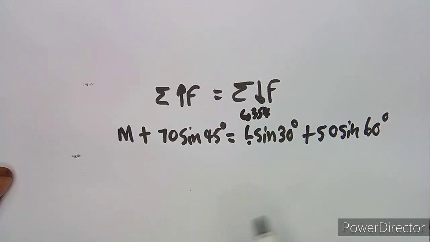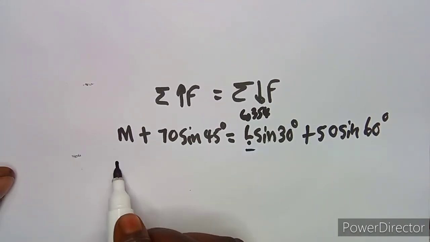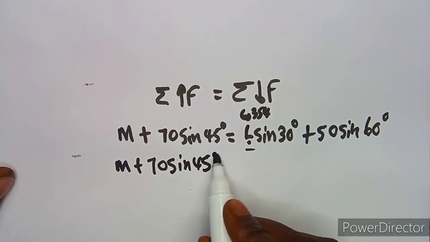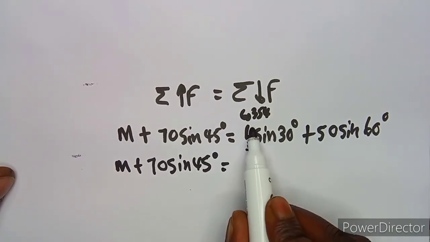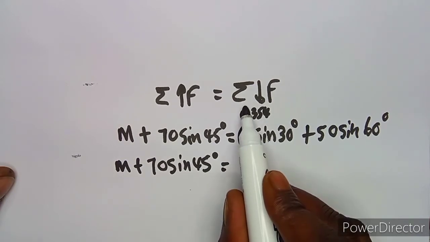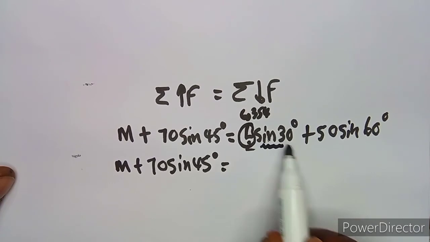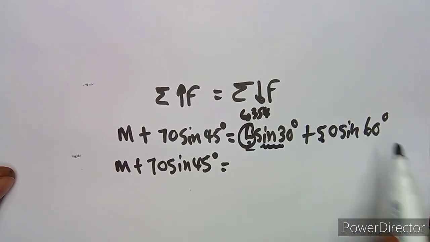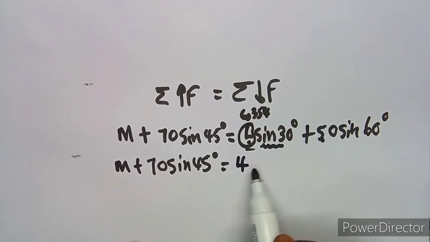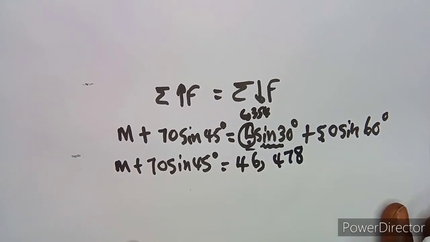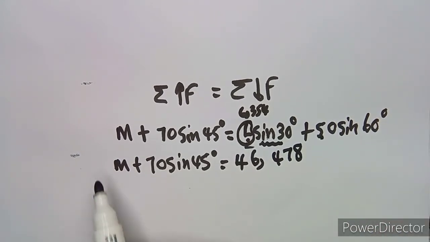All right, so what I want you to do is to combine these. You're going to be left with M plus 70 sine 45 degrees, which is equal to, I want you to combine this because you have got the value of L, which is 6,354. So 6,354 sine 30 plus 50 sine 60. You combine those two, you're going to obtain something like 46,478.